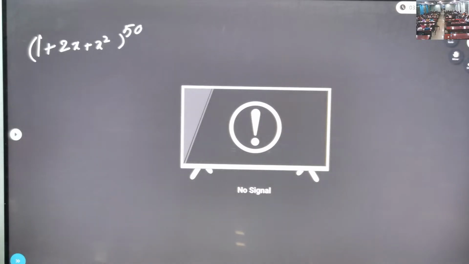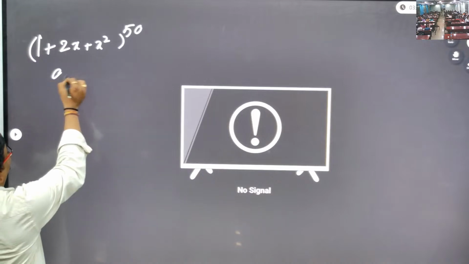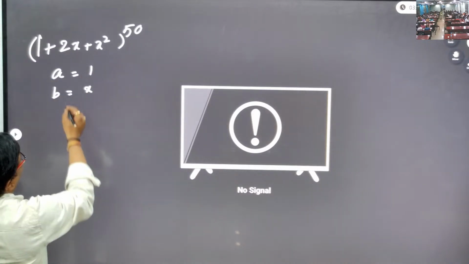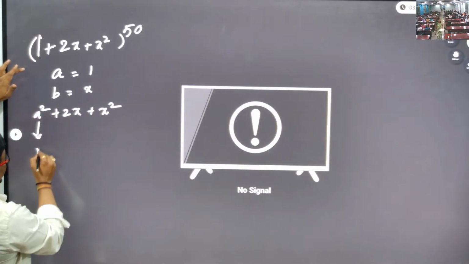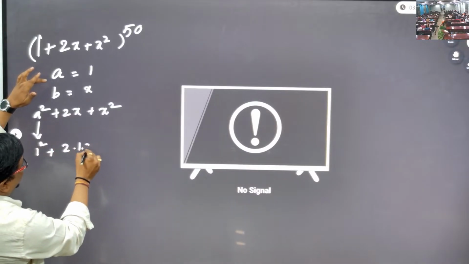So what kind of equation is it? It is in the form of a plus b whole square. If you check keenly, it is of the form a plus b whole square. Okay. So what is your a value and what is your b value? a is equal to 1, b is equal to x. Because a square plus 2ab plus b square, so here it is 1 square plus 2 into 1 into x plus x square.